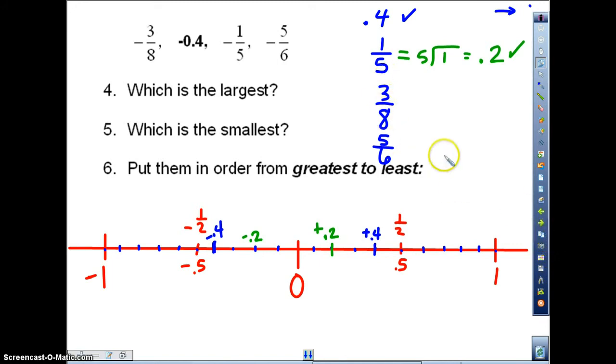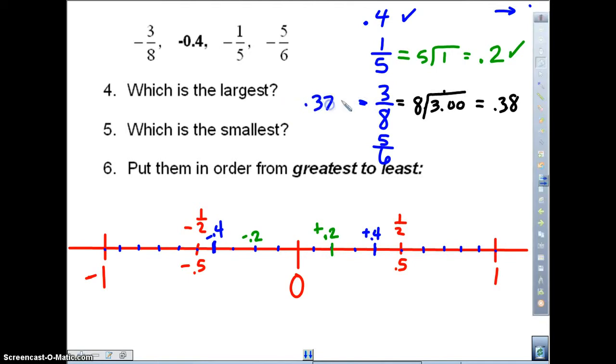Moving on, 3/8. I happen to have 3/8 memorized as a decimal. It'd be handy if you did too. If you don't have it memorized, it's okay. We're going to do bottoms out, tops in, top dog goes in the house. We're going to do this right here. Pause the video and do that on your own. If you do it on your own, chances are that you'll memorize it. Did you get 0.375?